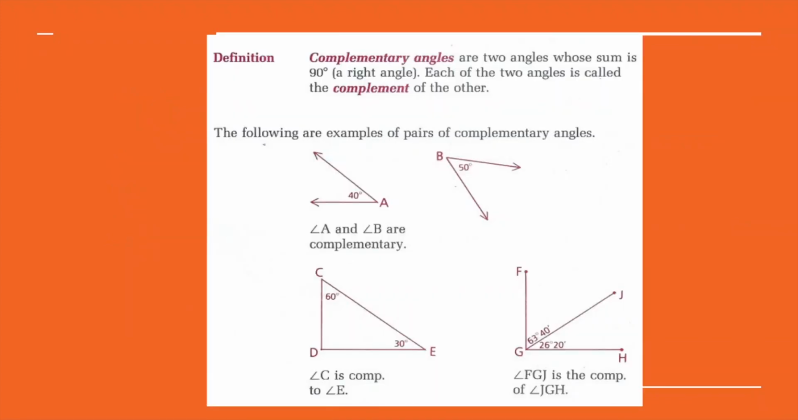The definition of complementary angles is two angles whose sum is 90 degrees. Each of the two angles is called the complement of the other. For example, angle A and angle B are complementary because they add up to 90 degrees. Angle C is complementary to angle E because they add up to 90 degrees. And angle FGJ is the complement of angle JGH because they add up to 90 degrees.